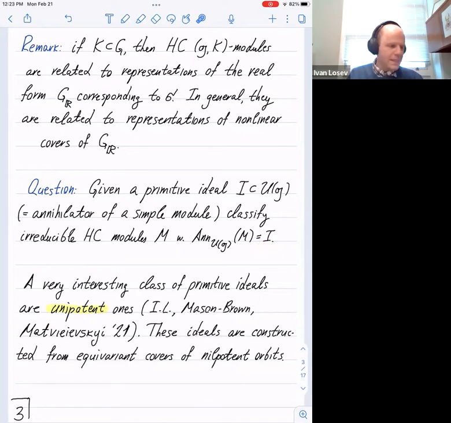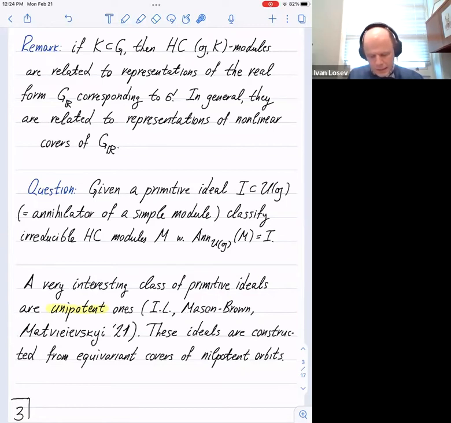And I want ideals which are associated to some nice geometry, because in the end of the day, the classification is going to be geometric. And here is what I'm going to care about. I'm going to care about the so-called unipotent primitive ideals that were defined in full generality last year by myself, Lucas Mason-Brown, and Dmitry Matveyevsky.